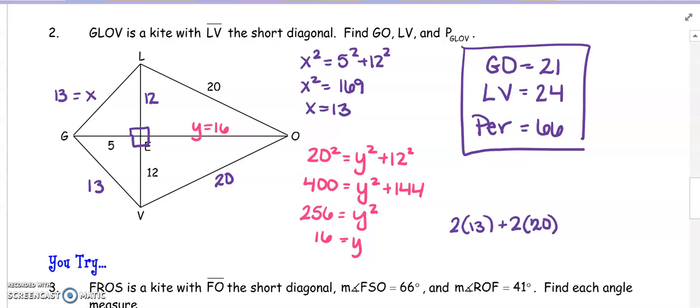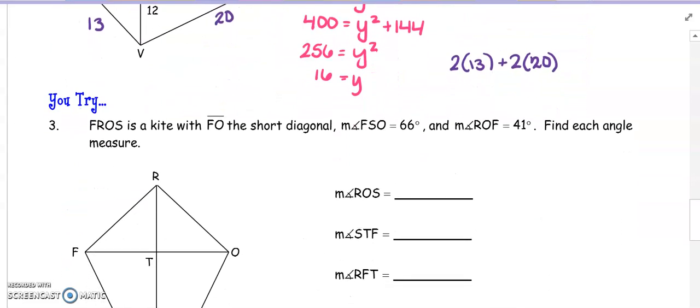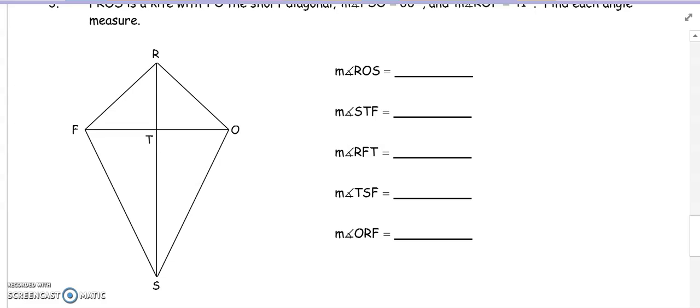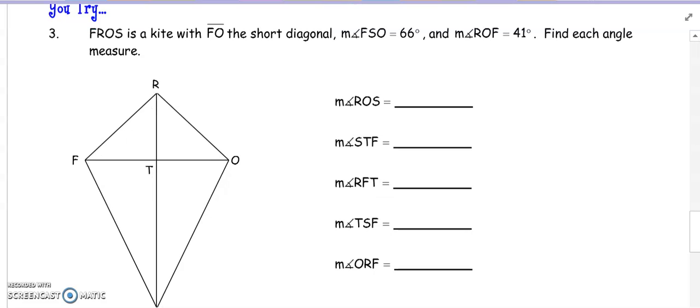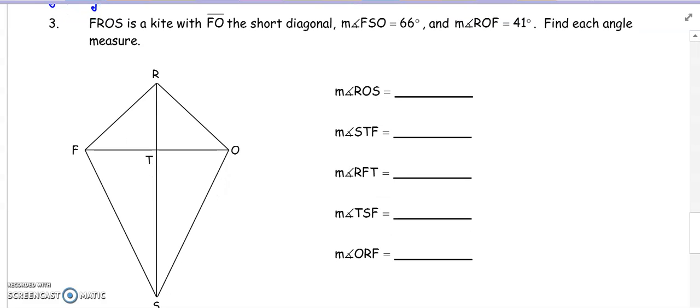So those are the main two types of problems that we're going to see with kites. I've got some more time in this video, so I'm just going to go through again how we go about dealing with those angles. It tells us, first of all, that we have a kite and that FO is the short diagonal. So that means I've got right angles working all around here.